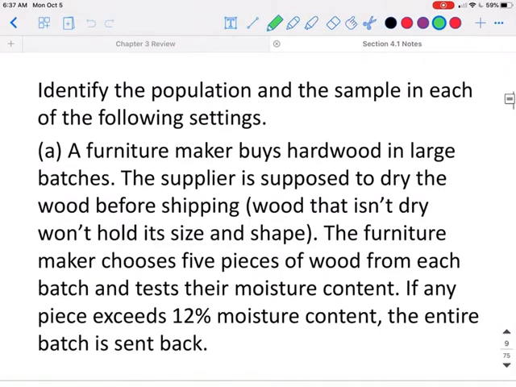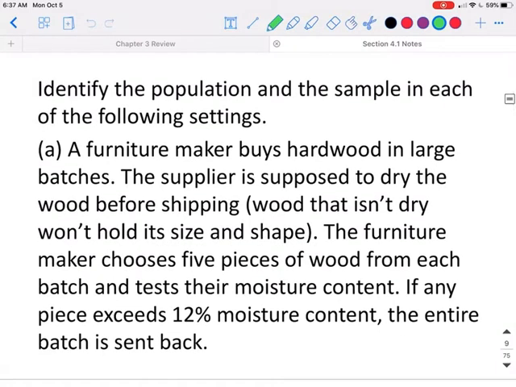So we need to identify the population and the sample in each of the following settings. A furniture maker buys hardwood in large batches. The supplier is supposed to dry the wood before shipping. Wood that is not dry won't hold its size and its shape. The furniture maker chooses 5 pieces of wood from each batch and tests their moisture content. If any piece exceeds 12% moisture content, the entire batch is sent back.